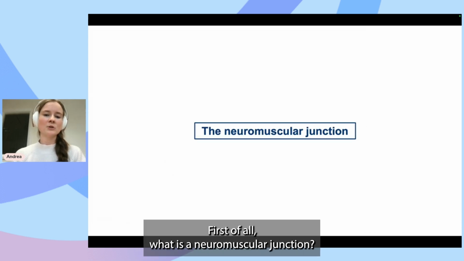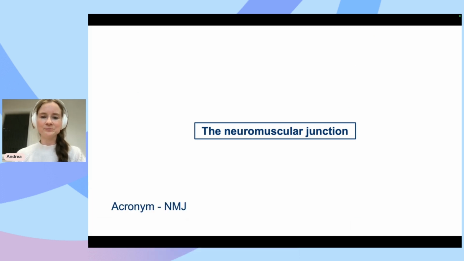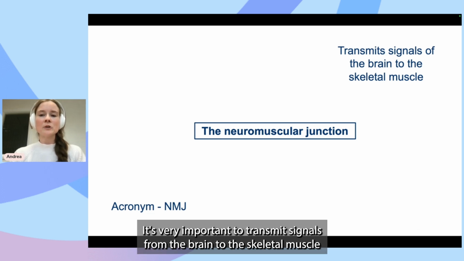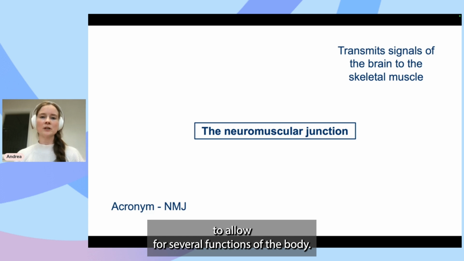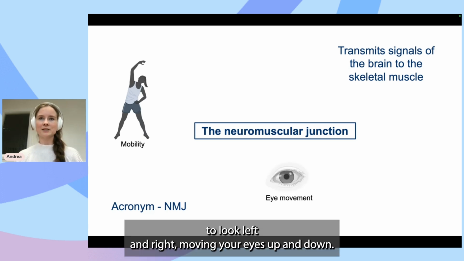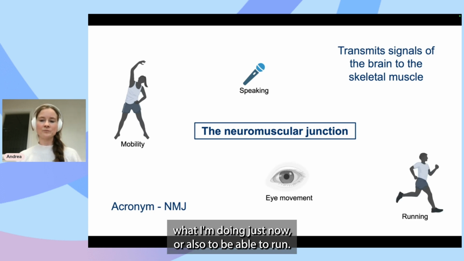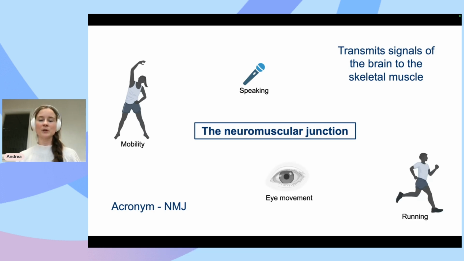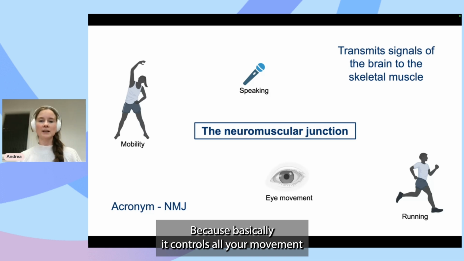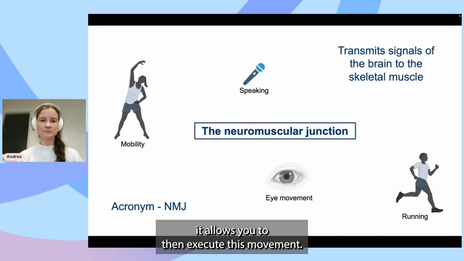First of all, what is a neuromuscular junction? As I'm gonna mention it a lot, the acronym is NMJ. But what does it do? It's very important to transmit signals from the brain to the skeletal muscle to allow for several functions of the body. For example, to allow that you're able to move yourself using your mobility, to look left and right, moving your eyes up and down, to be able to speak what I'm doing just now, or also to be able to run, because basically it controls all your movement and everything that you think you want to move, it allows you to then execute this movement.